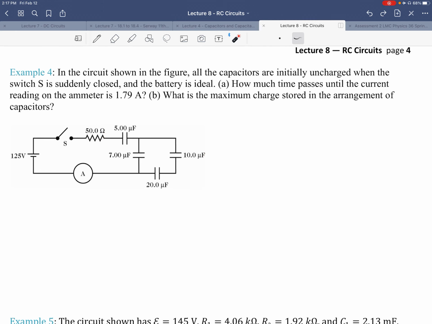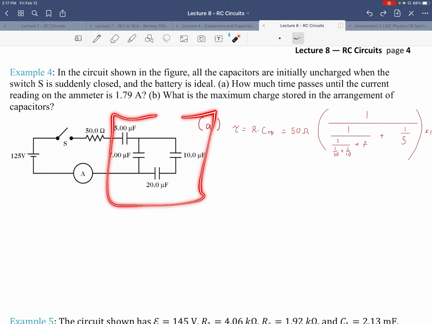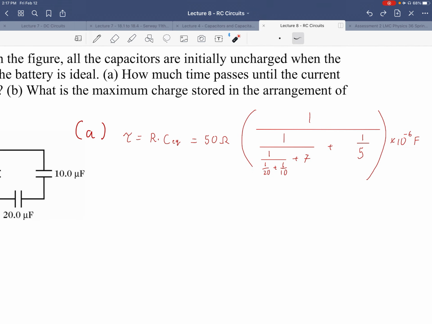Let's do that first. We're going to consider what the time constant tau is. It's equal to RC, but in this case, it's R times the equivalent capacitance, the capacitor that could replace these 4. To replace these 4 capacitors, we use this expression here. I factored out the times 10 to the negative 6 because all the capacitors have values in microfarads, so they all share that.